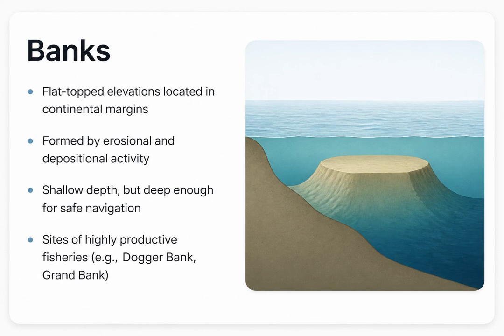Finally, we have features formed by a mix of erosion, deposition, and biology on top of existing underwater elevations: banks, shoals, and reefs. A bank is a flat-topped elevation found along the continental margins. The water here is shallow, but generally deep enough that ships can navigate safely over them. Because nutrient-rich waters well up around these shallow plateaus, banks are home to some of the most productive fisheries on the planet, such as the Dogger Bank in the North Sea and the Grand Bank off Newfoundland.